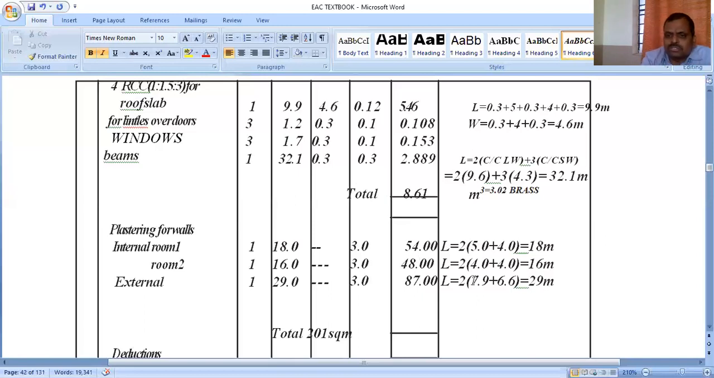So 2 into, first of all here, how much will it be? It will be 9.9 meter. How did this 9.9 meter come? Very simple, 0.3 plus 5 plus 0.3 plus 4 plus 0.3. So 5 plus 4 and 3 times 0.3 will be 9.9 meter, whereas here it will be 4.6 meter. Why is it so? Because for the short wall, 0.3 plus 4 plus 0.3 will be 4.6 meter.